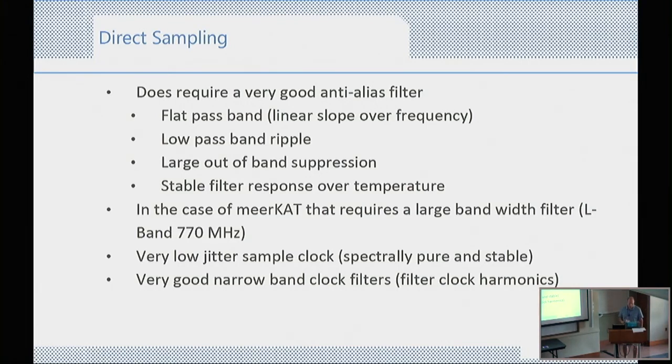In the case of MeerKAT, that requires a large bandwidth. We're acquiring 770 megahertz in our passband. Another thing that gets overlooked when you're using ADCs is you need an extremely low phase noise sample clock, spectrally pure and stable. And you typically also need a very narrow clock filter to filter out any clock harmonics that your clock source adds.